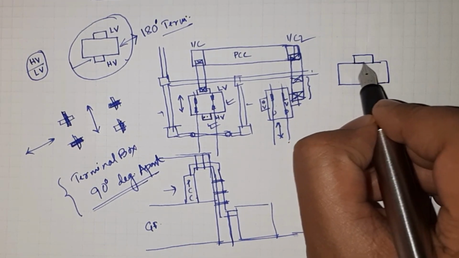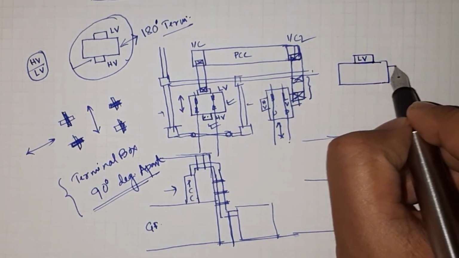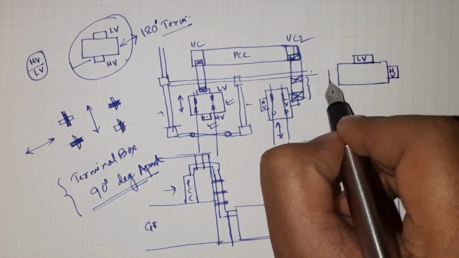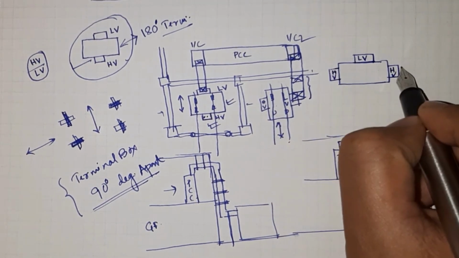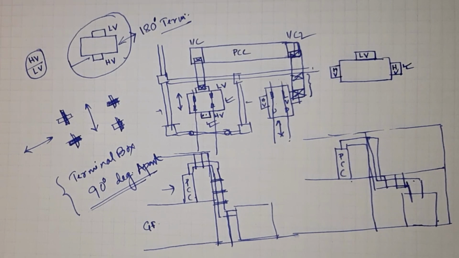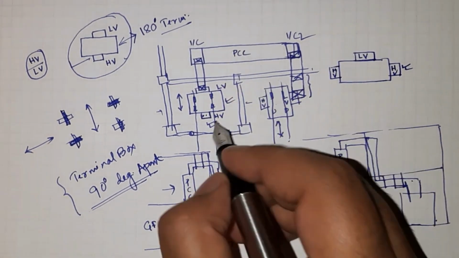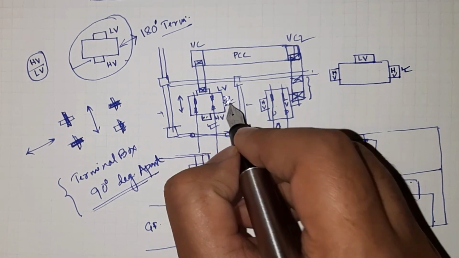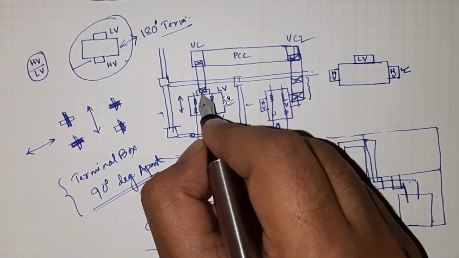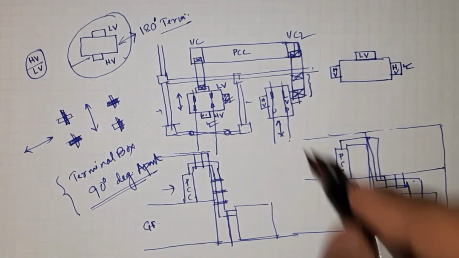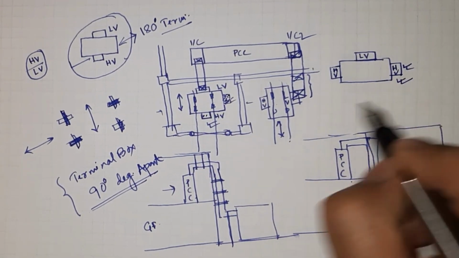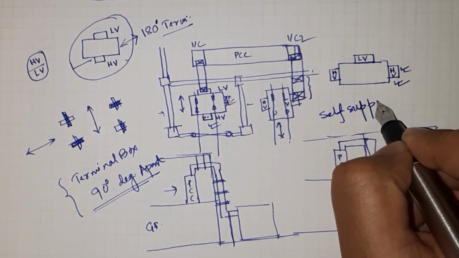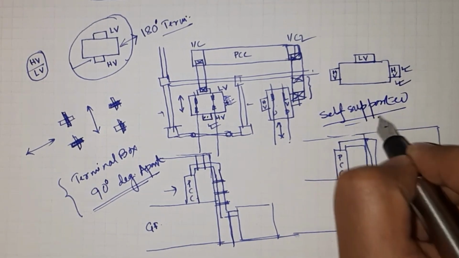So this is the LV cable box, and the HV cable box will be somewhere here, or it can be here also. The HV cable box can be here and the marshalling box can be here. Okay, so in that case this HV cable box will be shifted to this position, right? So you can keep the cable box as it is, and the transformer can be moved. Now remember that these HV cable boxes are self-supported cable boxes. So what is the meaning of a self-supported cable box?